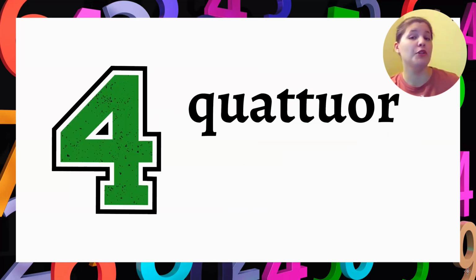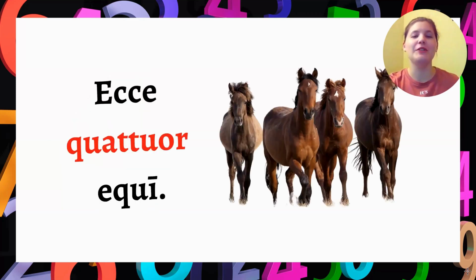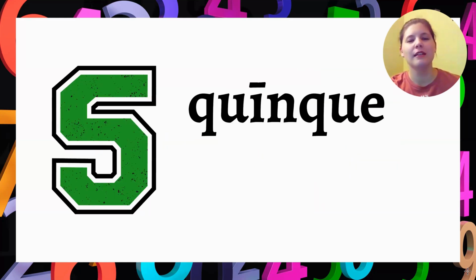Now, all of our numbers 4 through 10 don't have different forms at all. They're what we call indeclinable. So the gender of the noun coming after doesn't matter. And in fact, the case isn't going to matter either for those of you who know about the different Latin cases. So we have quatuor, and our sample is going to be ecce quatuor equi. So we have 4 horses here. Ecce quatuor equi.